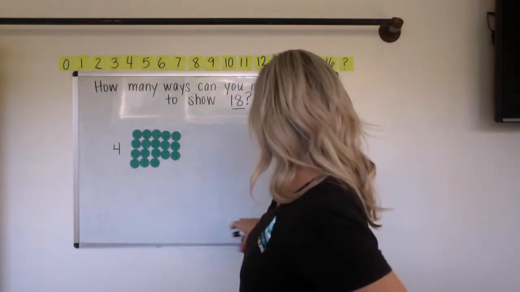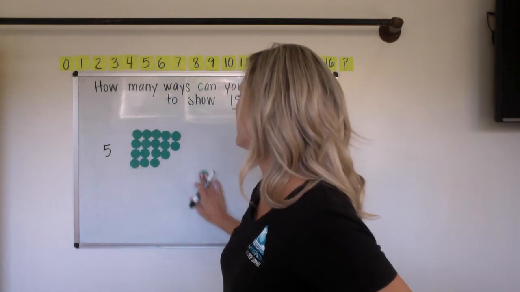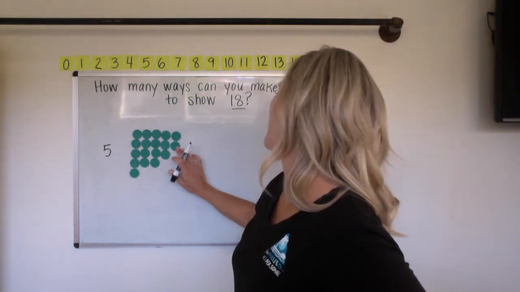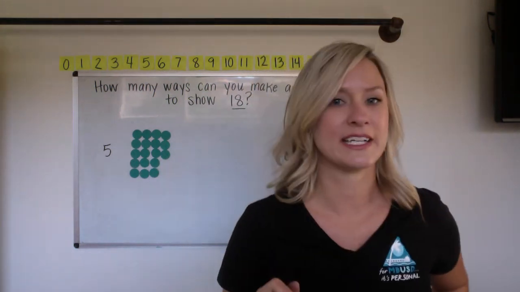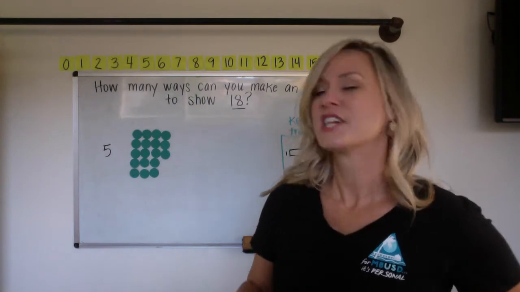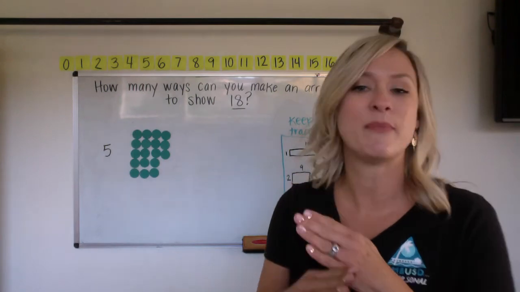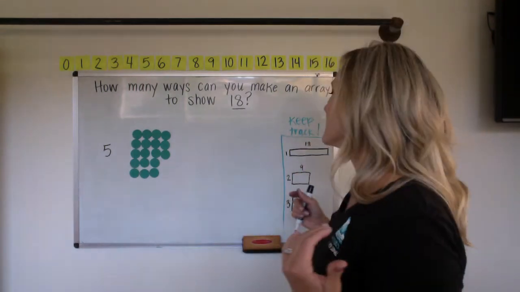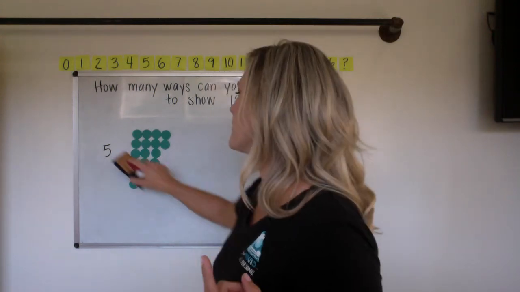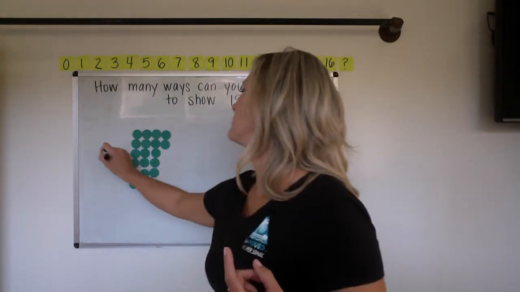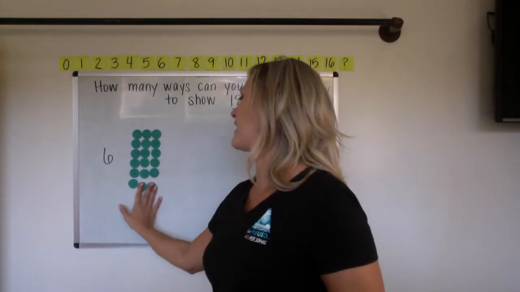Let's check 5. I'm just going to play with it. 1, 2, 3, 4, 5. See if I can make an even array. And the answer to that is I can't. So that means 5 is not a factor of the number 18. You can't multiply 5 by anything to get 18. The next step would be 6, but I already know that 6 is a factor because I know that 3 times 6 makes 18.